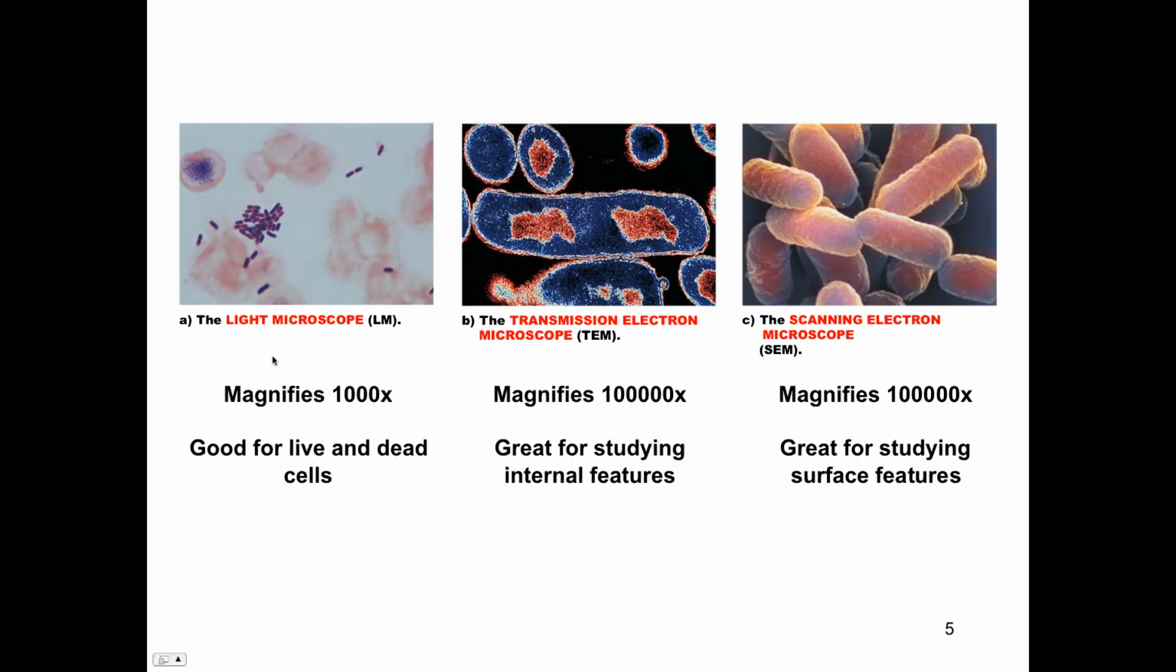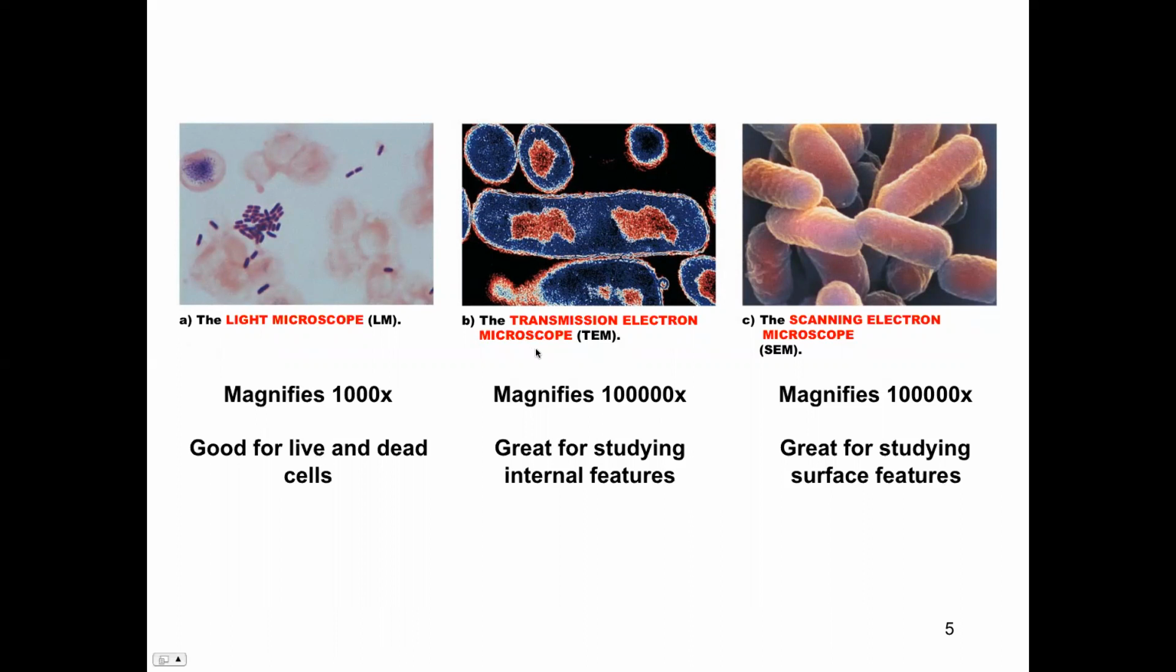So we have light microscopy. Use a compound light microscope in the lab. It magnifies about 1,000 times, and the reason it's so important is because it's good for live and dead cells. And you use white light. There are light microscopes that are specialized for different types of light, and use lasers and all kinds of really great stuff. Then we have transmission electron microscopes.